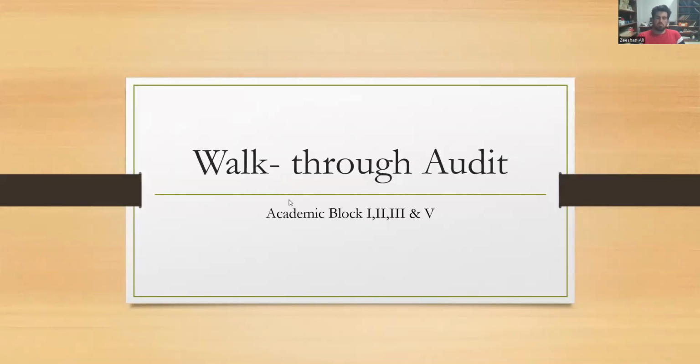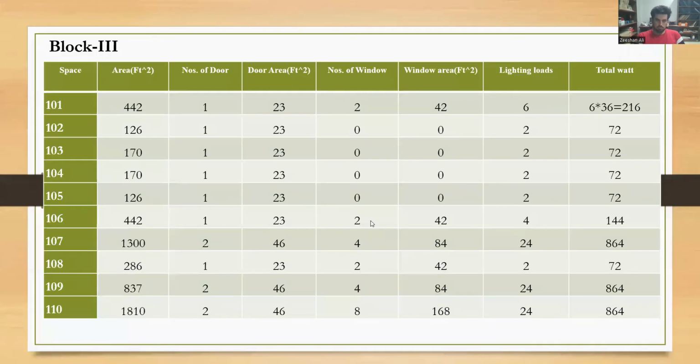Now coming to our work, first of all, we did the walkthrough audit. Of all the academic blocks, 1, 2, 3, and 5, this block 5 is under construction. So we designed an estimated HVAC system for this block, and we compared the results of the other three blocks with the installed one. This is the data which we collected for all the buildings, for all the spaces. Like for room 101, this is the area of the room, 42, and number of doors is 1, door area, and number of windows, we got for all the rooms like this.